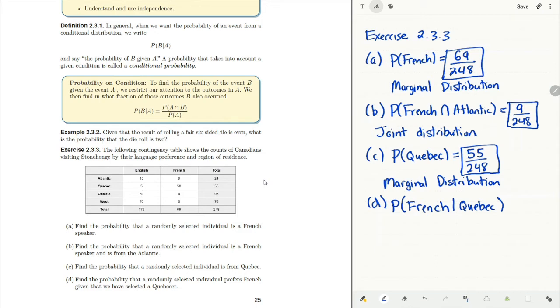And so to find this probability, we look at the total number of individuals from Quebec, which is 55, and we want to find the probability that they speak French. And so we take 50 and divide it by 55. And note that this is the same as finding a conditional distribution. Hence, this is called a conditional probability.